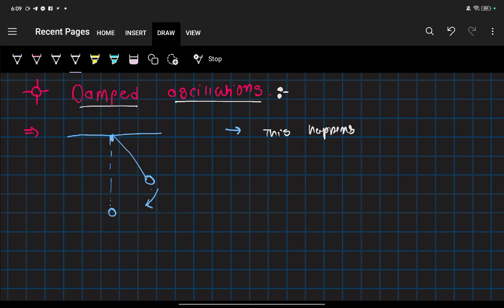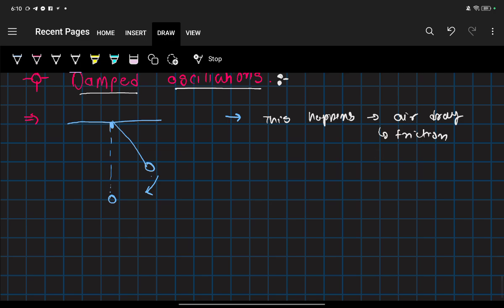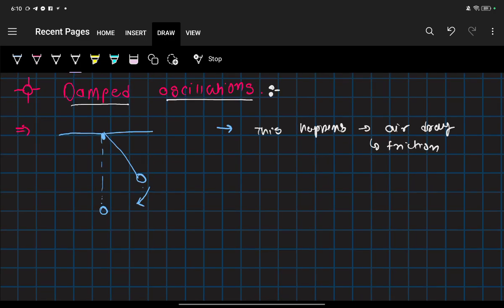The question is why does the motion of a simple pendulum oscillating in air die out, right? This happens due to air drag and friction, which oppose the motion of the pendulum and dissipate its energy gradually. So the pendulum is said to execute damped oscillation. The energy of the system gets dissipated continuously, but the oscillations are approximately periodic for small damping.